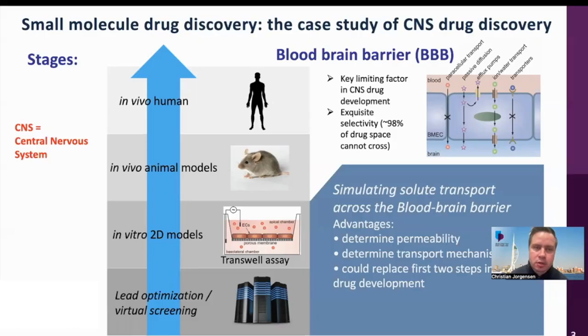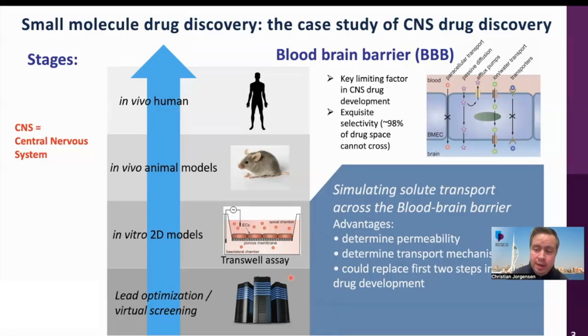So let's look at the stages of small molecule drug discovery. At stage 1, you have lead optimization or virtual screening. This is typically done with a computer, but it can also be done by human intuition. This is the development of a scaffold for a drug or therapeutic that fits to a particular target. And we will define those terms in next slides.